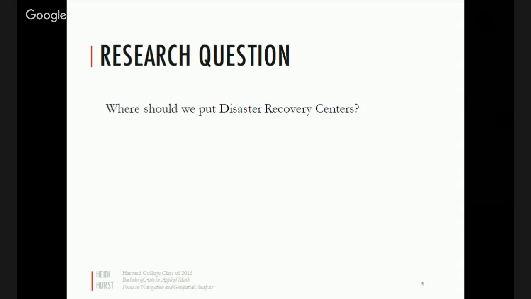So I thought to myself, you know, I like math, I like maps, maybe we can find a way to come up with a little bit more rigorous of a definition of where we should put these things. So I thought the question was cool and my advisor suggested I work on it. So here we are. So my big question is, where should we put these disaster recovery centers?